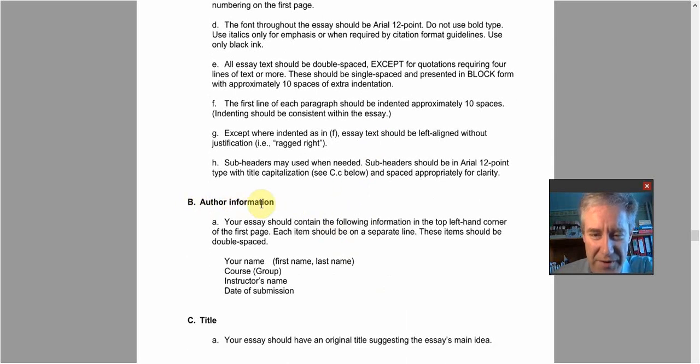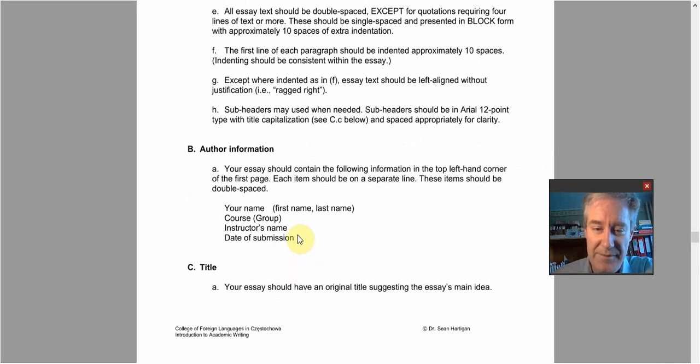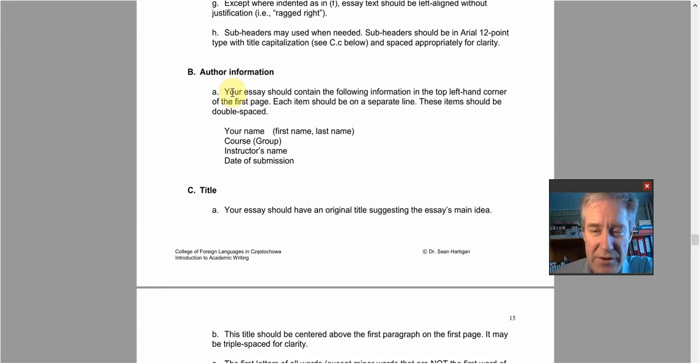Okay, then it says author information. Your essay should contain the following information in the top left-hand corner of the first page. Each item should be on a separate line. These items should be double-spaced. Okay. And it should be your name, first name and then last name, the course and the group, the instructor's name, and then the date of submission, the day that you submit it, in the English format of date. Now that's not specified here, by the way, but maybe it should be. But the date of submission should be there. Okay, so that's top left-hand corner of the first page.